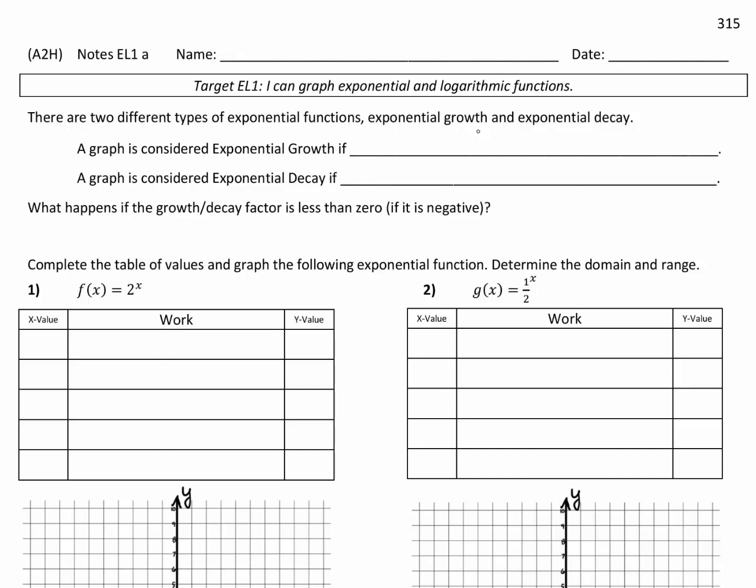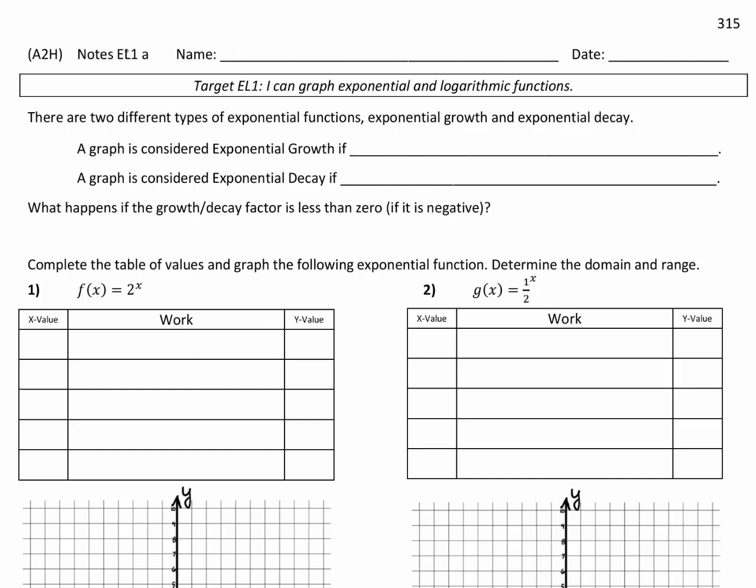Hey guys, welcome to another video here for Algebra 2, and we're going to be starting a new chapter of material here today, actually talking about two different types of graphs, but they're so similar, they're so related, that we put them together under one bigger umbrella.